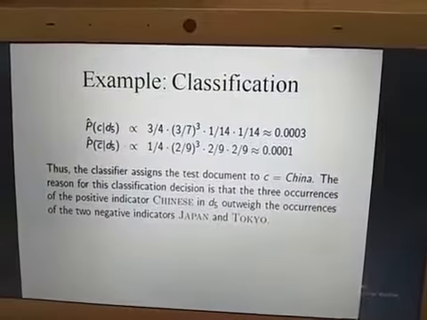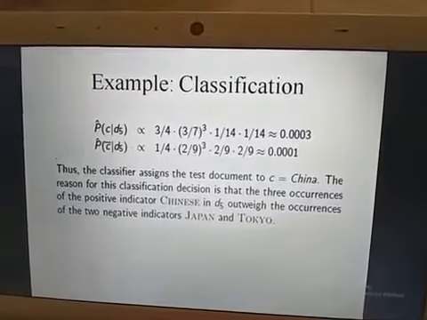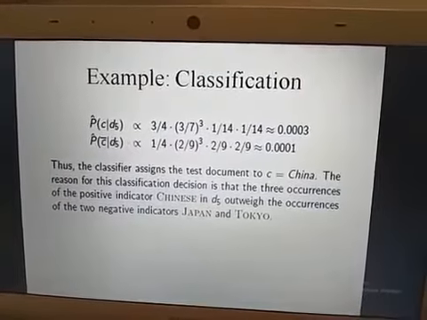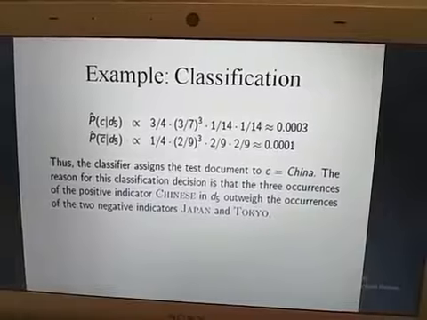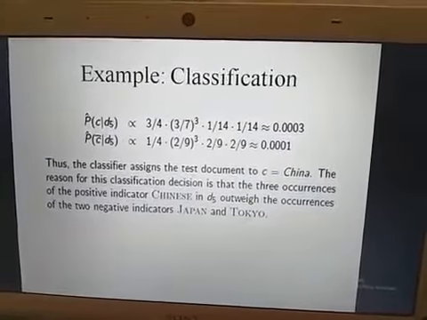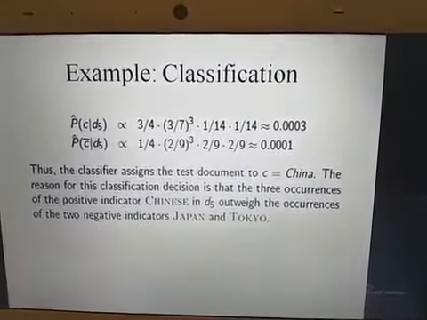The reason for this classification decision is that the 3 occurrences of the positive indicator Chinese in D5 outweigh the occurrences of the 2 negative indicators Japan and Tokyo.